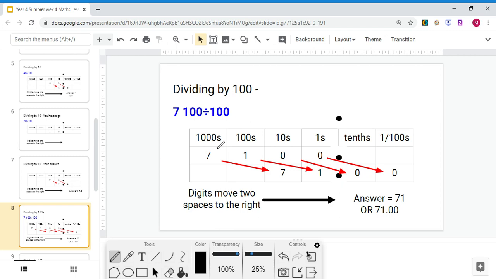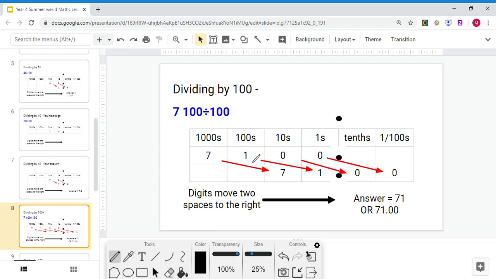Again, I've placed my numbers in columns because, as I said, it's easier for me to see how the numbers move. The big difference here is that because of those two zeros, the numbers move two spaces to the right. That's really quite important to remember. The numbers move two spaces to the right.